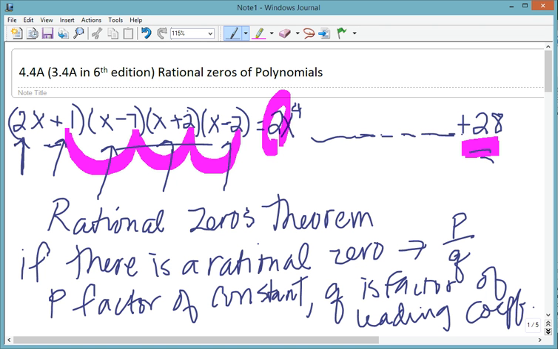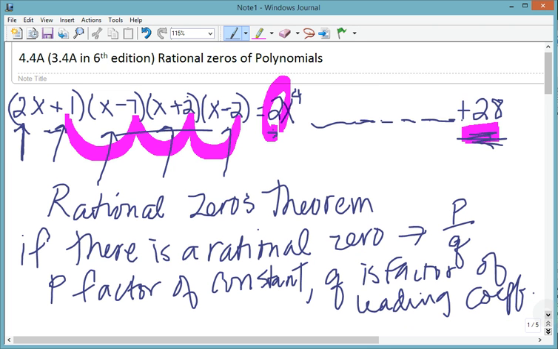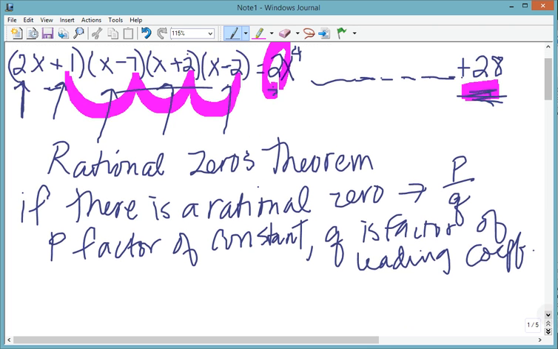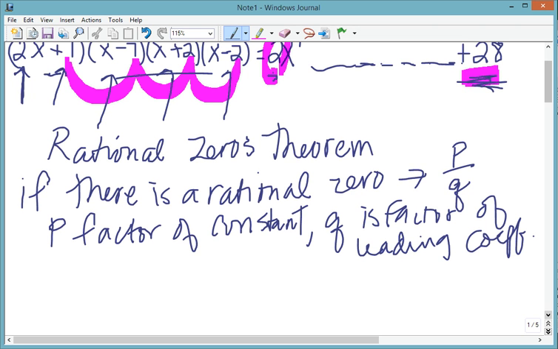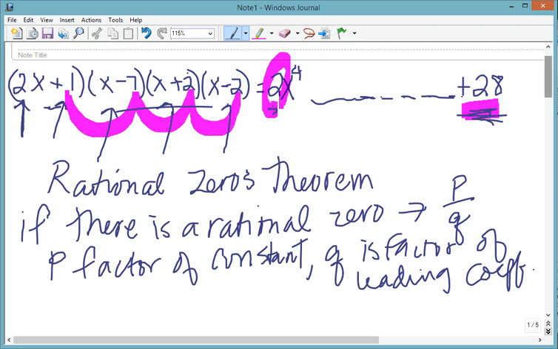It's going to be a fraction, P over Q, and the top number, remember we got all those top numbers from factors of 28, and we get the bottom number from factors of the leading coefficient. So if we were going to look at the possible zeros of this one, let me try to move it up so I have enough room to write.